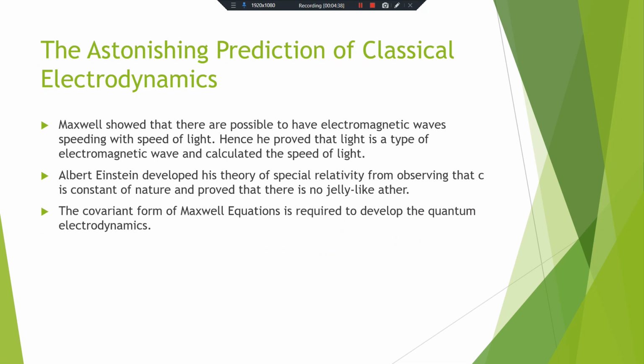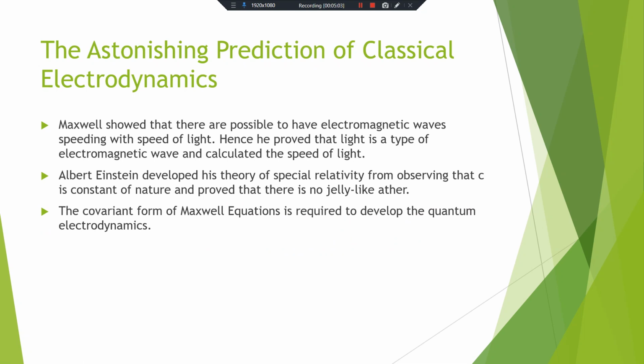Astonishing prediction of classical electrodynamics: Maxwell showed that it is possible to have electromagnetic waves that propagate through empty vacuum space at the speed of light. Hence, he proved that light is a type of electromagnetic wave and calculated its speed.